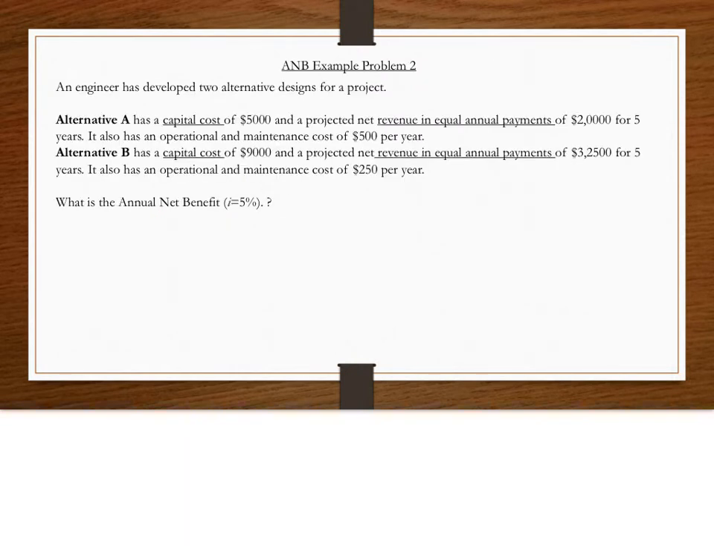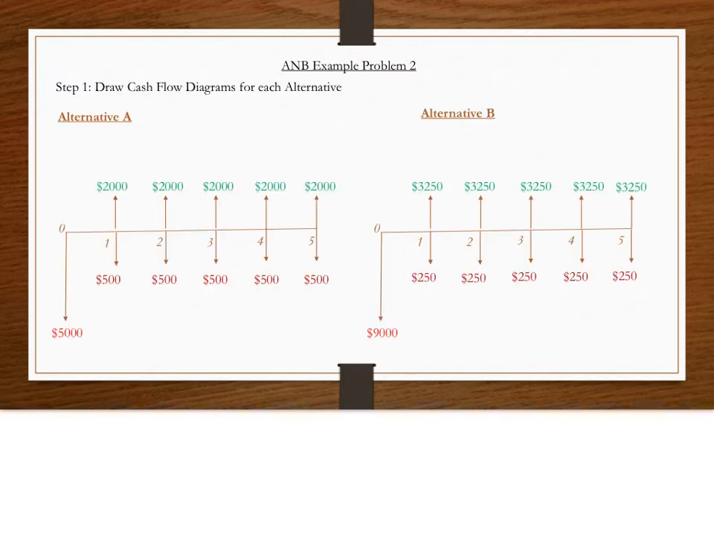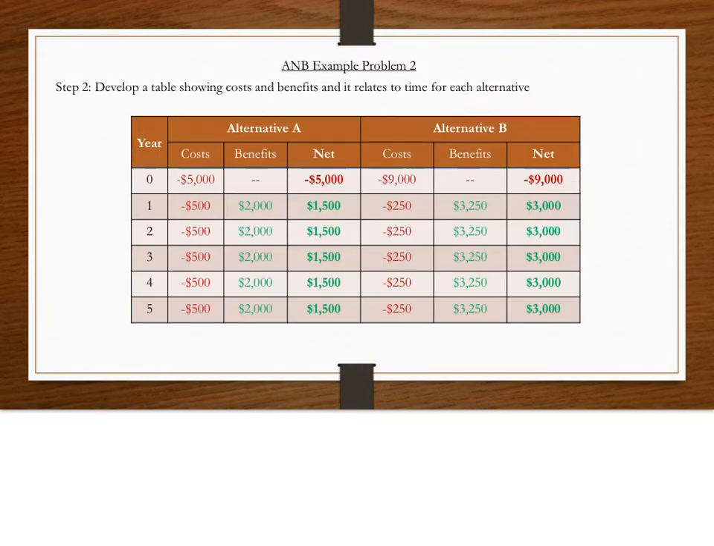So for the annual net benefit example, we are going to use the same example we used in the present worth net benefit example to illustrate the similarities between the two methods. The cash flow diagrams are the same as the cash flow diagrams we drew in the present worth net benefit example problem. The cost benefit table is the same as the present worth net benefit example.